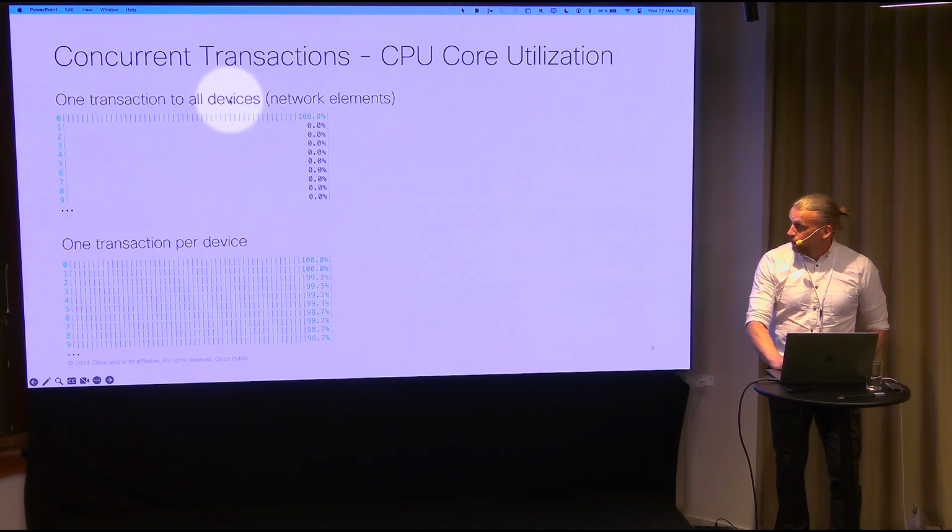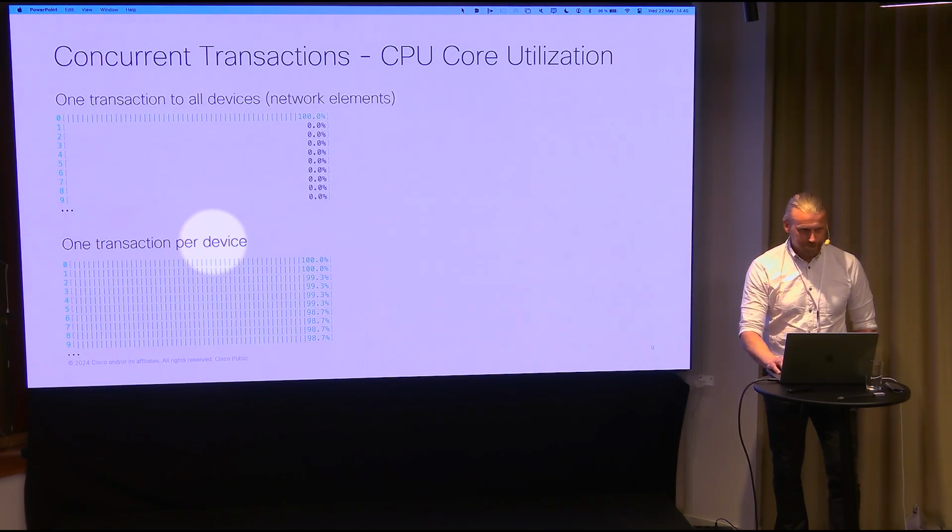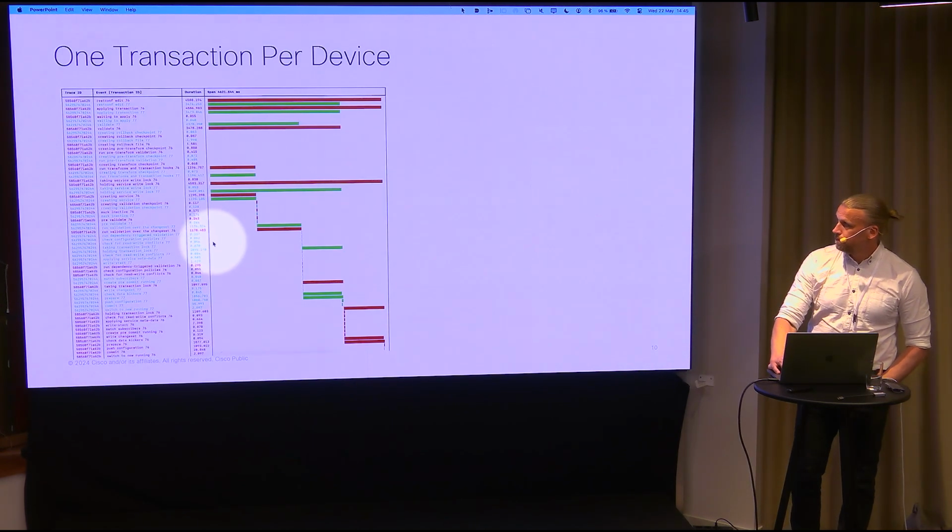Right. So this is what the result you have. 1 transaction to all devices means that you're using 1 CPU core. 1 transaction per device. You might have 100 devices, then you can run them on 100 cores, basically. In theory, at least.